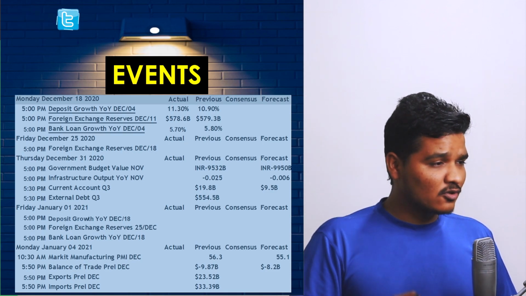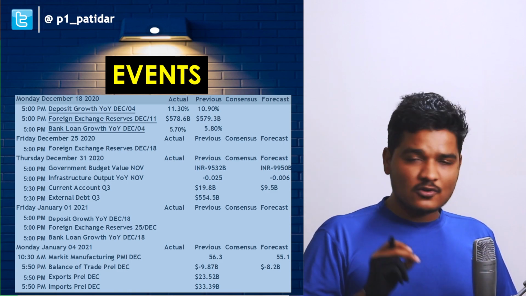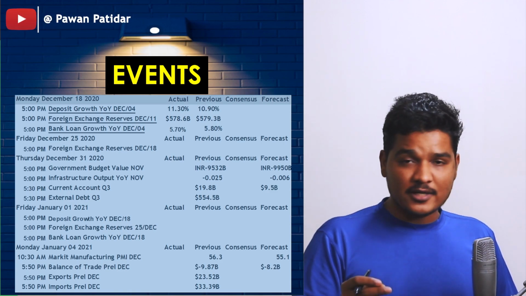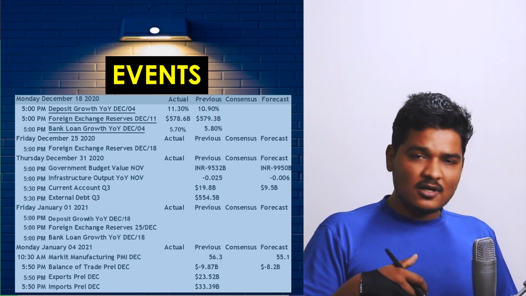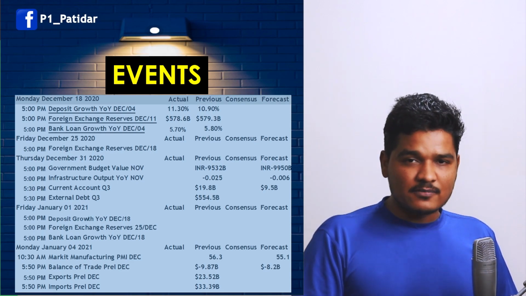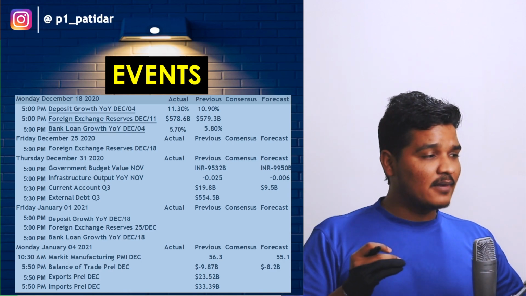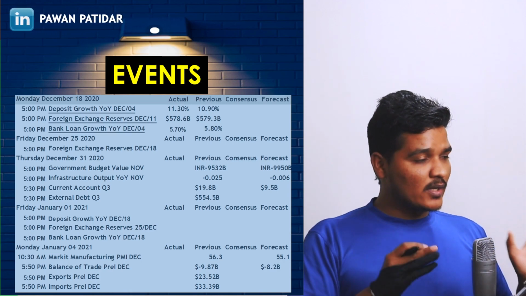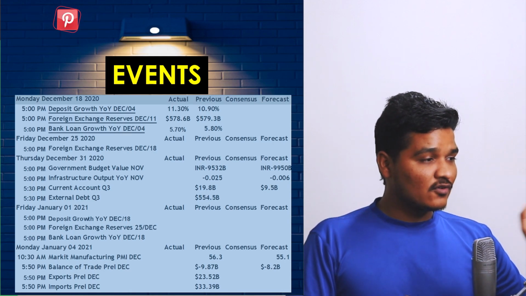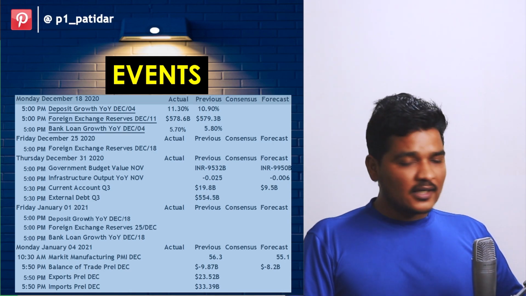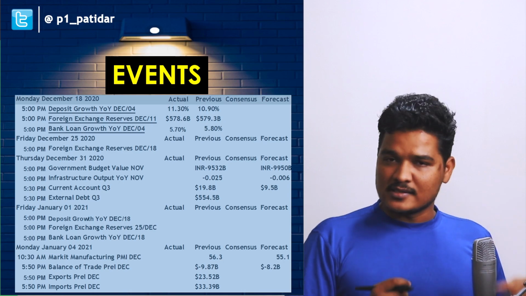If you see the bank loan growth year on year, it has not declined. Earlier it was 5.8%, and actual for this month it is 5.7%. So it is neither good news nor bad news, so it won't affect the market much. But the next events are going to be held on 25th of 2020, so on that day also we will be discussing these events.